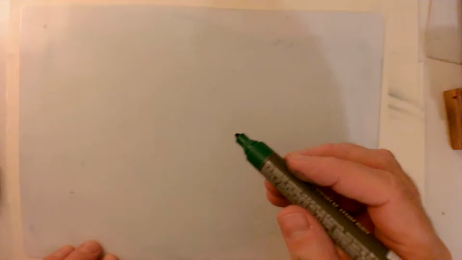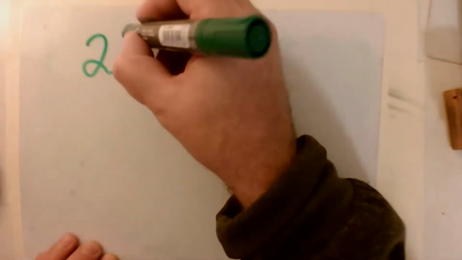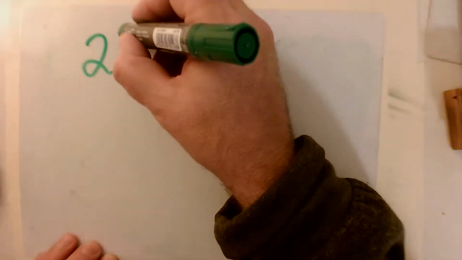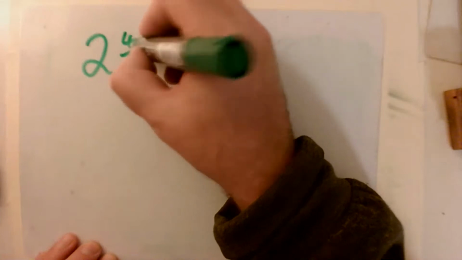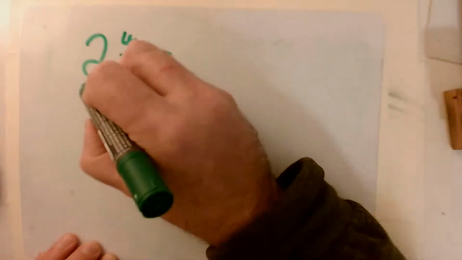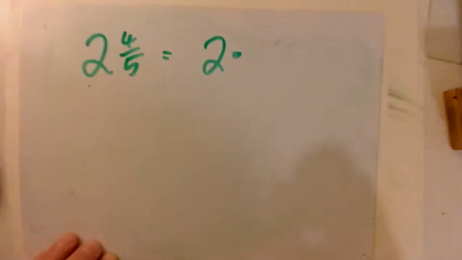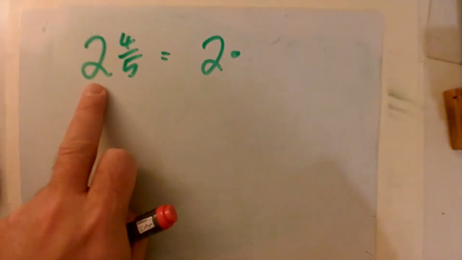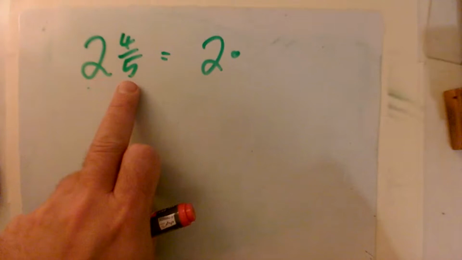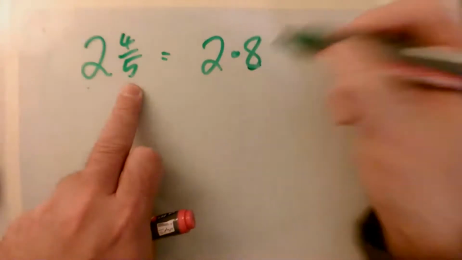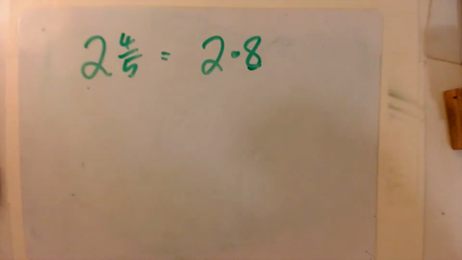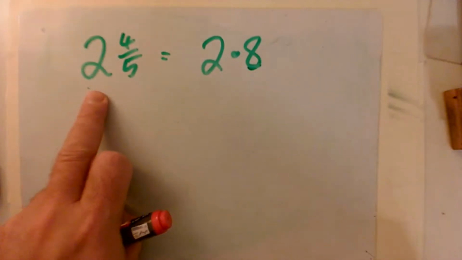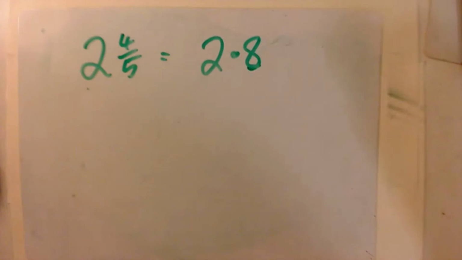If they ask you to do 2 and 4/5, you just do the whole number first, and that's 2 points, isn't it? Anything with a whole number stays exactly the same, and you just convert the fraction. 1/5 is 0.2, 4/5 is 0.8, so 2.8. So when you get a whole number, don't panic. You just put the whole number in. That's just a quickie there. I'm sure you would have realized that anyway.